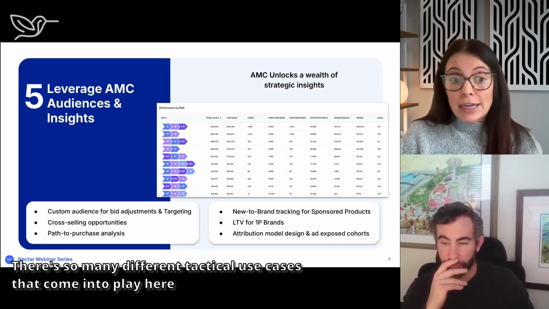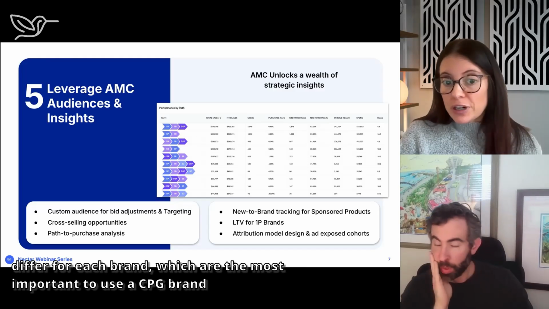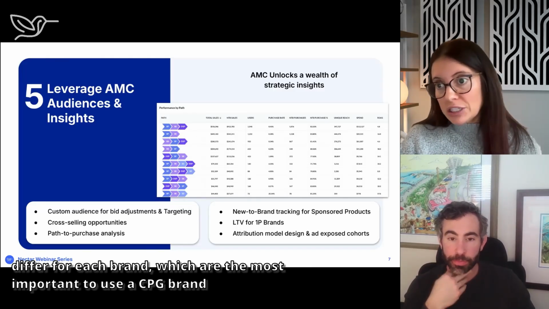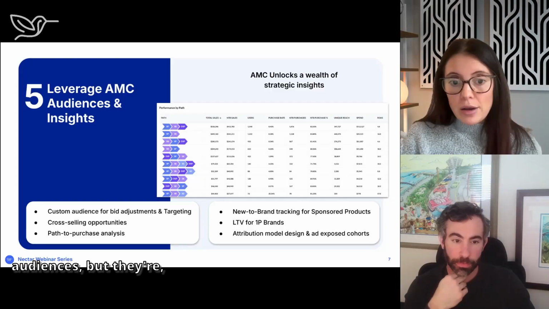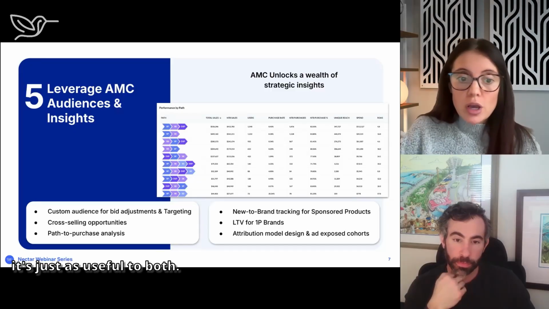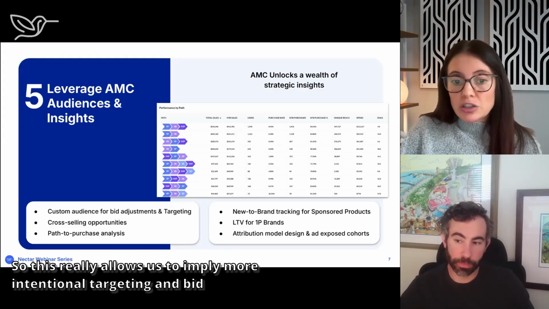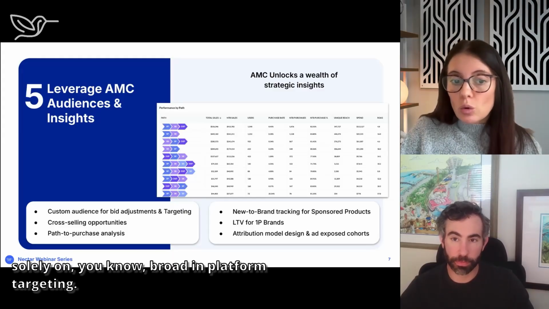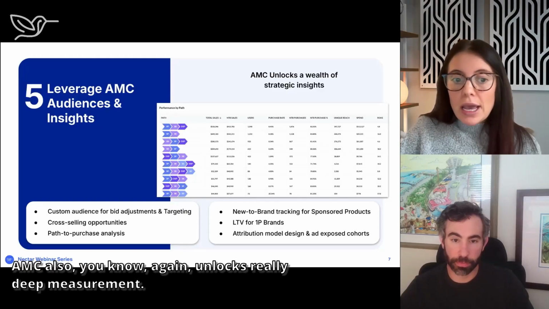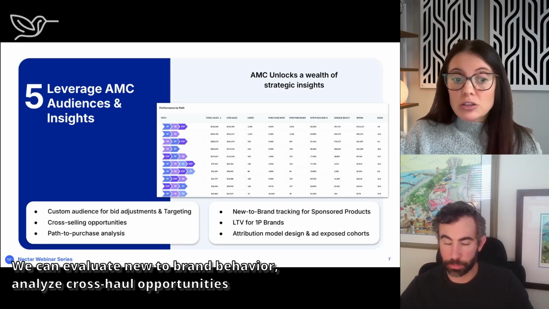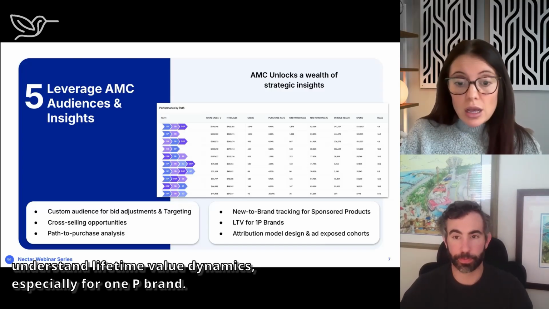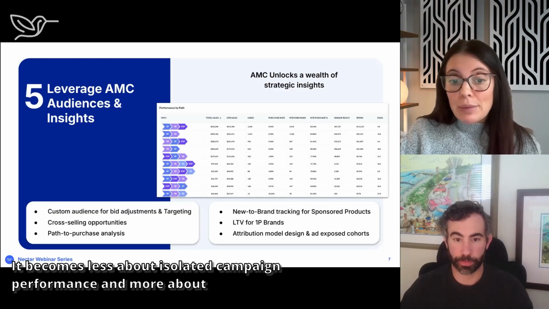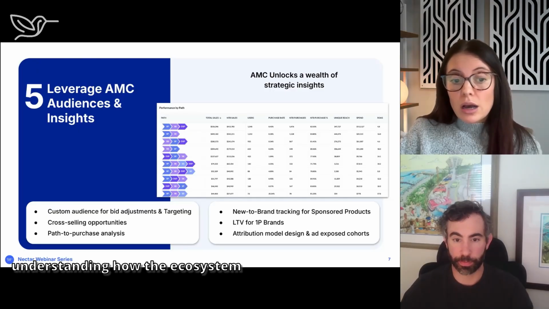There are so many different tactical use cases that come into play here, and it's going to differ for each brand which are the most important to use. A CPG brand and a kitchenware brand are probably not going to use the same AMC audiences, but it's just as useful to both. So this really allows us to employ more intentional targeting and bid strategies instead of relying solely on broad in-platform targeting. AMC also unlocks really deep measurement. We can evaluate new-to-brand behavior, analyze cross-sell opportunities, and better understand lifetime value dynamics, especially for 1P brands. It becomes less about isolated campaign performance and more about understanding how the ecosystem works together.